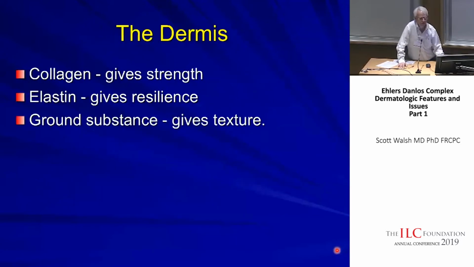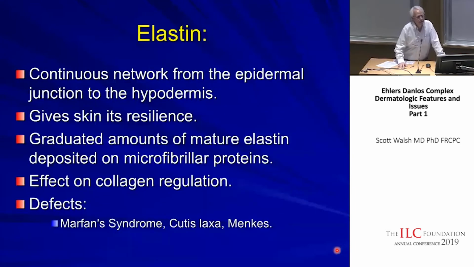So the other things in the matrix: remember the dermis is three things. Collagen, which we just saw, gives the strength to the dermis. Elastin gives the resilience, and the ground substance gives the texture. The elastin is formed from the epidermis going down, and it matures as it goes down. It gives the skin resilience.